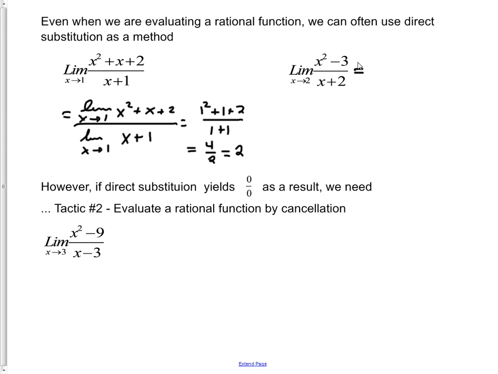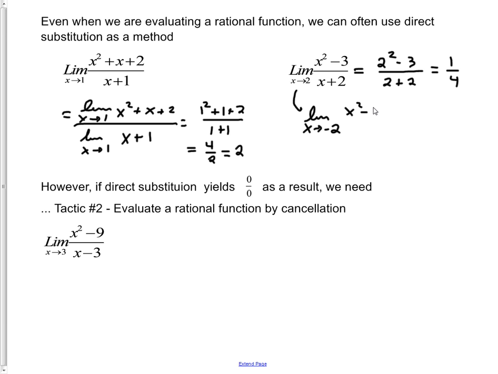The limit as x approaches 2 of x cubed minus 3 over x plus 2 is the same thing as 2 squared minus 3 divided by 2 plus 2, which is to say 4 minus 3 is 1 divided by 4, so 1/4 in this case. What might have happened if we tried to find the limit as x approaches negative 2 in this case?